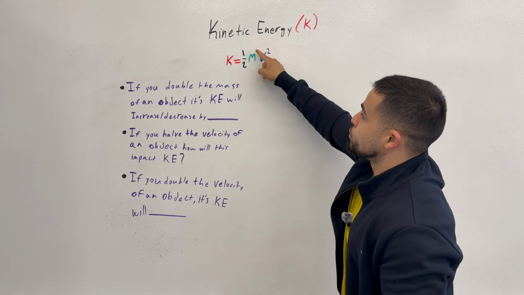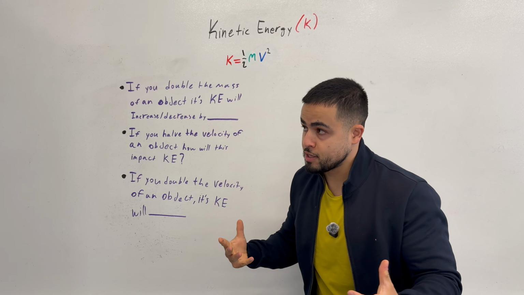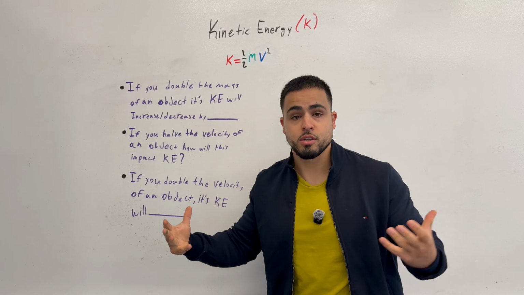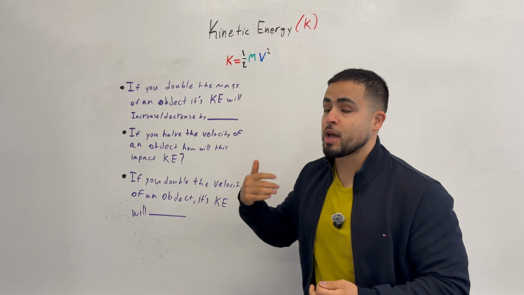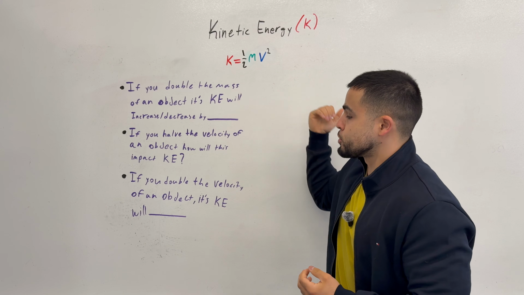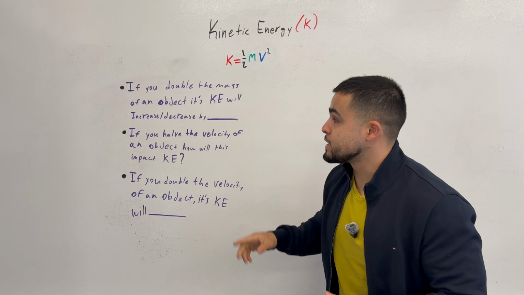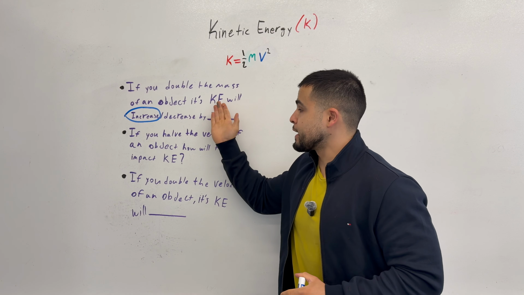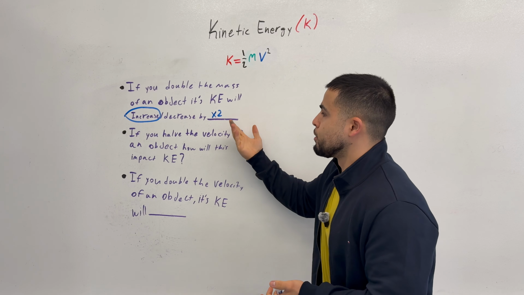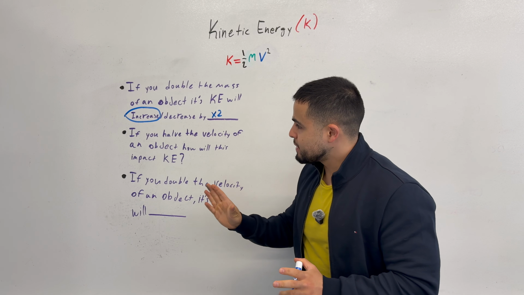And since there's no square or cube on top of mass, it's truly just a straightforward direct relationship. So if you multiply one by 2, then you also multiply the other by 2. So in this case, the correct answer is the kinetic energy will increase in a way where you multiply it by 2. This next one is a bit less straightforward.